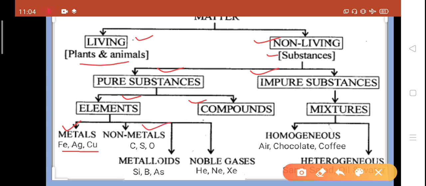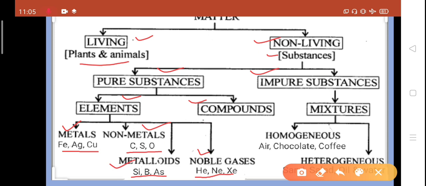Non-metals, example carbon, sulfur, oxygen. Metalloids, the definition of it is it shows some properties of metals as well as non-metals. Examples are silicon, boron, arsenic. Noble gases, its examples are helium, neon and xenon.